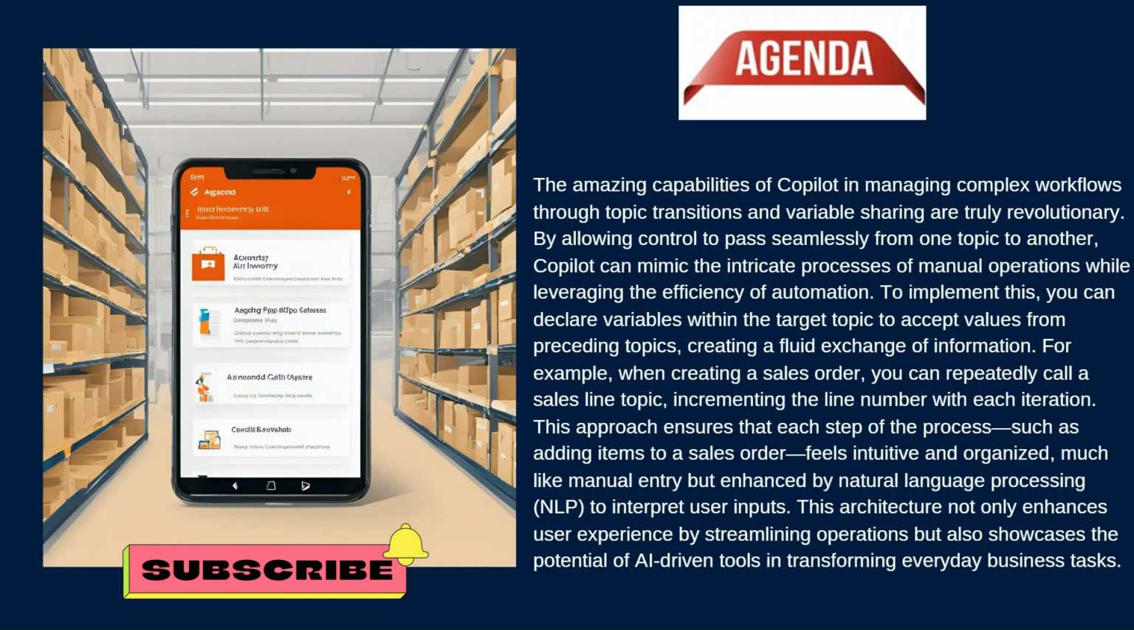When you do this, the first topic creates the sales order and generates the sales order number, and you pass this sales order number as a variable to the child topic. You then keep calling this child topic to create the sales lines, passing on the sales order number and incrementally increasing the sales line number.